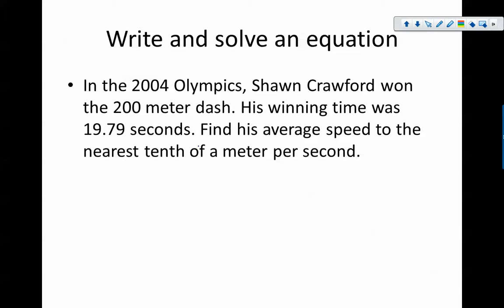So if we're talking about finding average speed, there's a formula that we've looked at for average speed. It's distance equals rate times time, or D equals RT for short. To find our average speed, we're going to just plug into this equation.